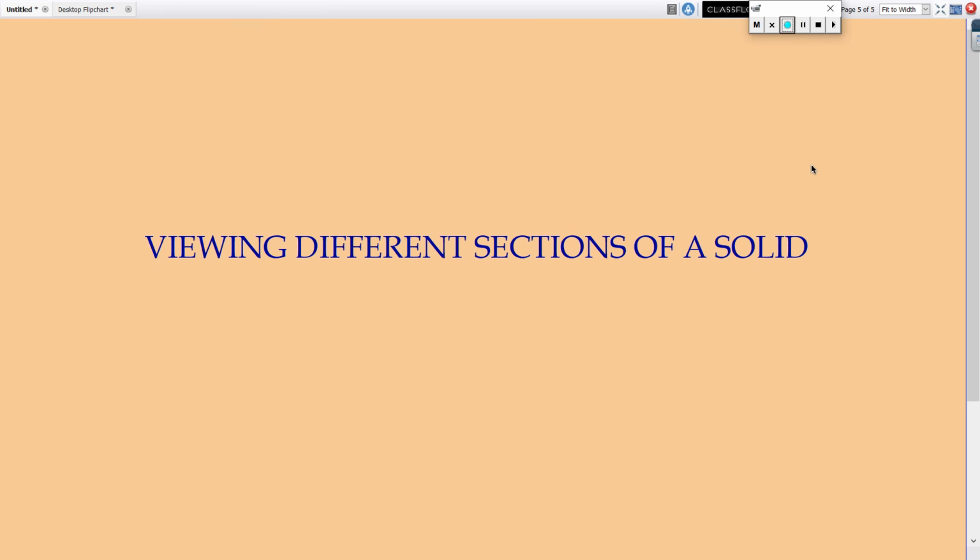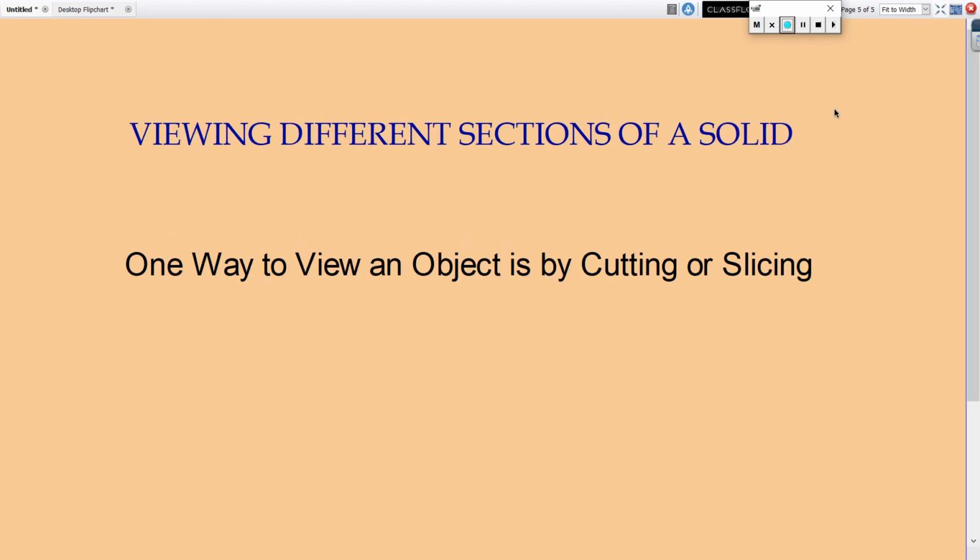The next session is viewing different sections of a solid. Here in this chapter we are discussing 3 ways to view an object. The first method to view an object is by cutting or slicing. Any object you can cut or slice in 2 ways. One is vertical, another is horizontal. Let us see.